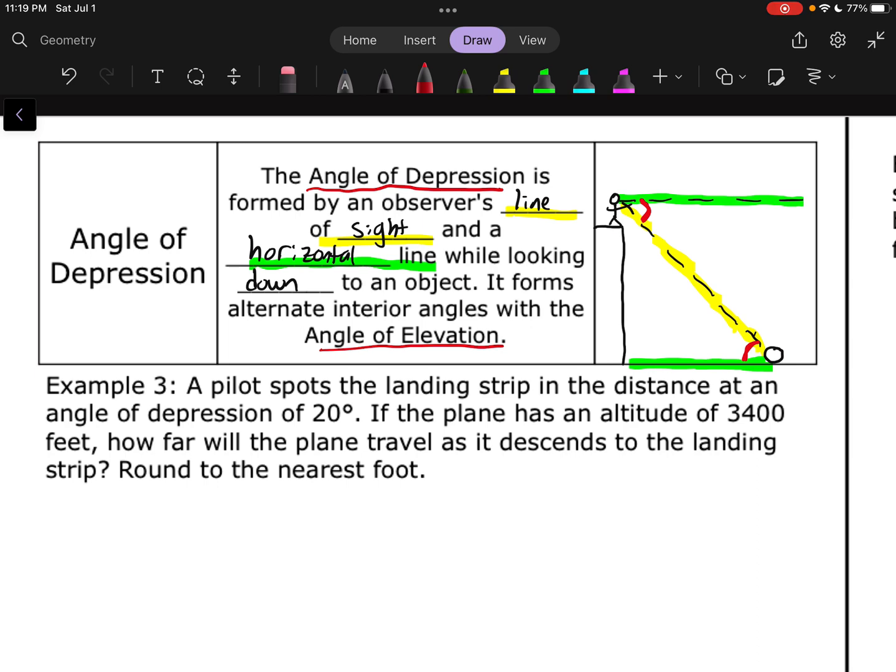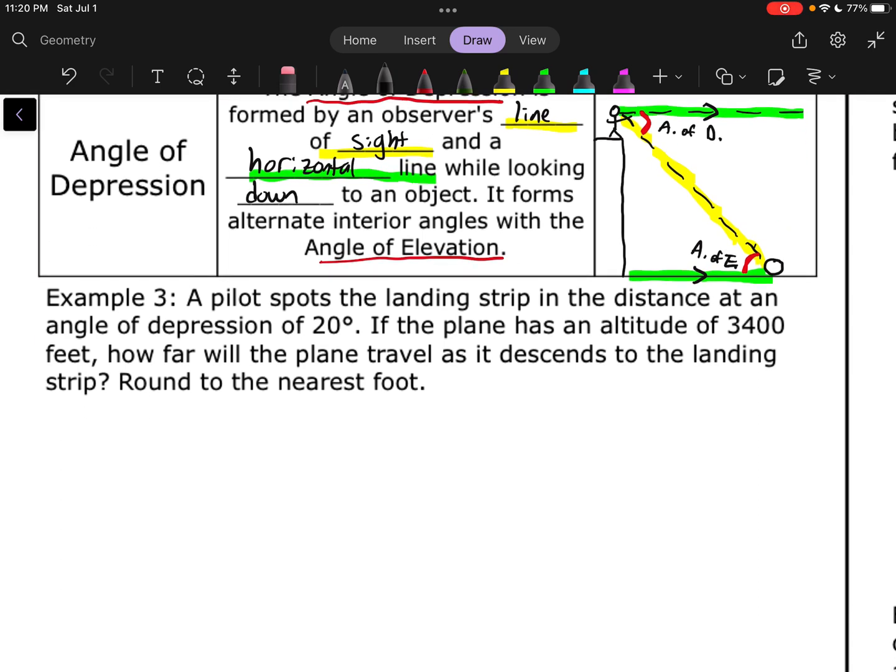And notice that that forms some alternate interior angles right there, using our two horizontal lines as our parallel lines. Remember, alternate interior angles are always congruent if we use those parallel lines. So this would be the angle of depression. This is the angle of elevation. Okay, and those should always be the same. And you're going to see me kind of switch around on certain scenarios if it's going to be beneficial. Okay, so let's try this out.